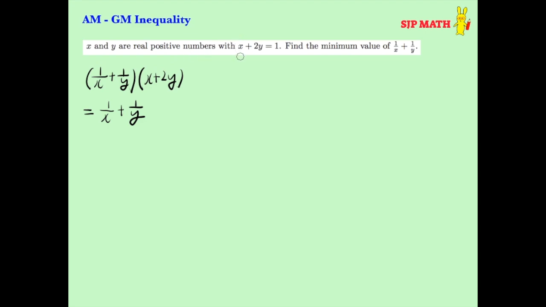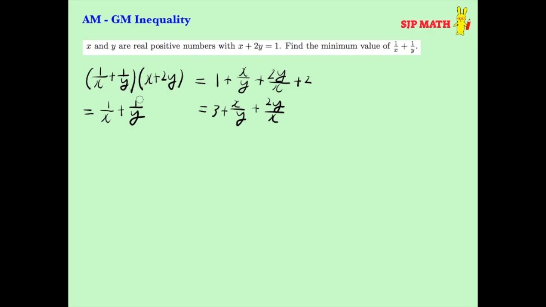But this time, let's not consider that x plus 2y is equal to 1, and let's just expand the brackets. So 1 over x times x is 1. This multiplies together is x over y. 2y times 1 over x is 2y over x, plus 2y times 1 over y is 2. And this simplifies to 3 plus x over y plus 2y over x.